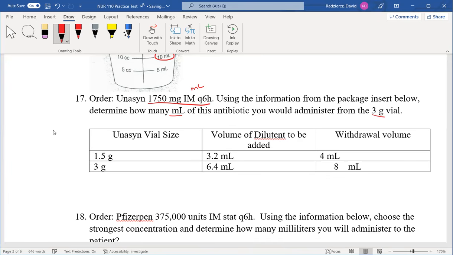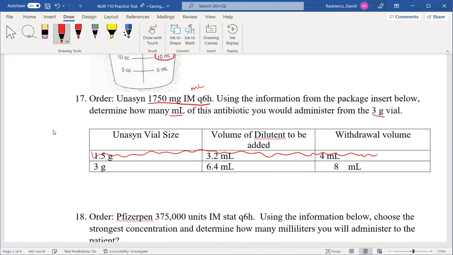So what we're going to do is look at my 3-gram vial, and I'm going to use that information. I'm not going to even look at what's happening here. I'm just going to ignore it because it told me to use the 3-gram vial. The 3-gram vial says that we have 3 grams of the medication, Unison. We have how much volume of diluent to be added, and then our withdrawal volume or our total volume.